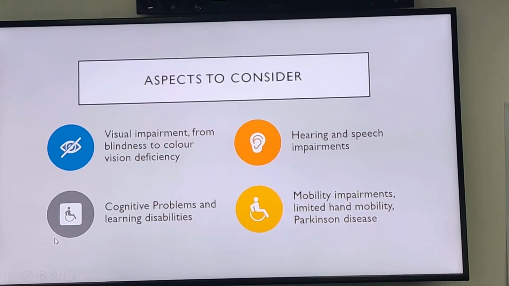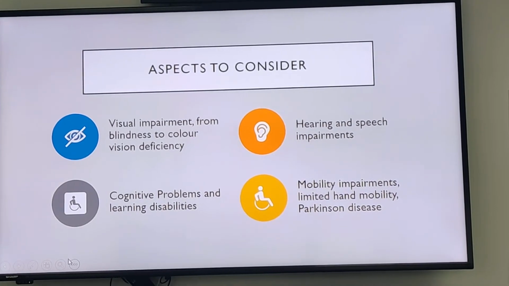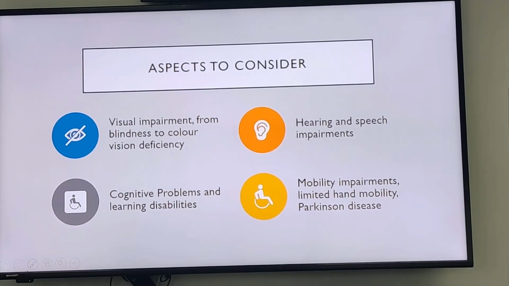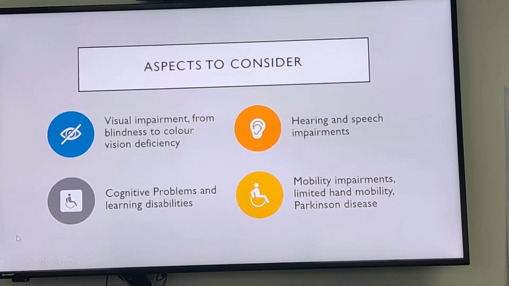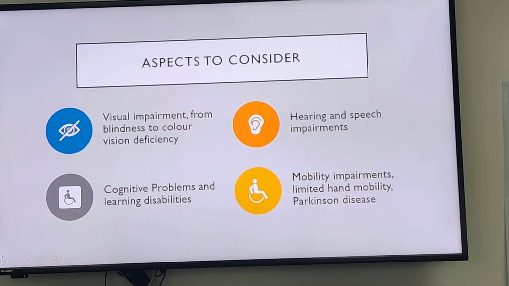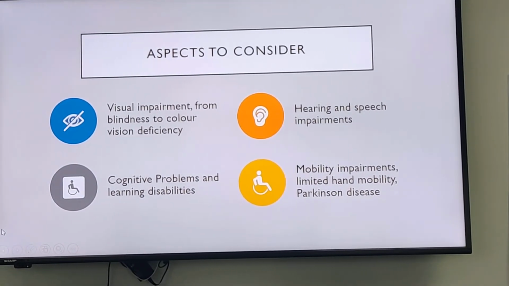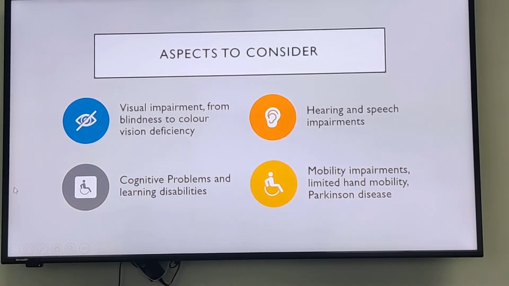So when improving the methods or creating the methods to help those who have disabilities and impairments, 4 factors are really taken into place. So visual impairment, cognitive problems, hearing and speech impairments, and mobility impairments.